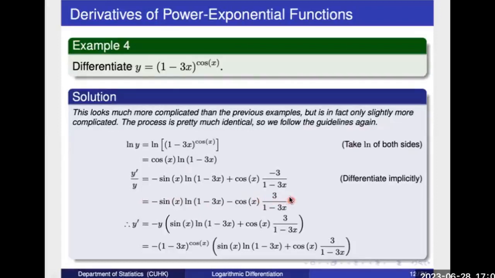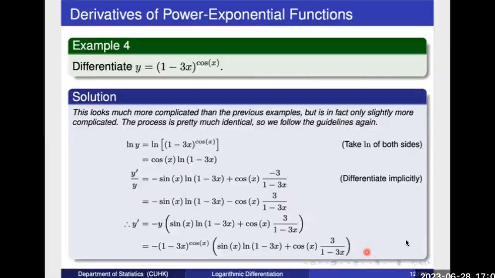Simplify to get y prime divided by y equals negative sine of x times natural logarithm of 1 minus 3x minus cosine of x times 3 divided by 1 minus 3x. Multiply both sides by y to get y prime equals negative y times sine of x times natural logarithm of 1 minus 3x plus cosine of x times 3 divided by 1 minus 3x. Substitute y with 1 minus 3x raised to the power of cosine of x to get y prime equals negative 1 minus 3x raised to the power of cosine of x times sine of x times natural logarithm of 1 minus 3x plus cosine of x times 3 divided by 1 minus 3x.